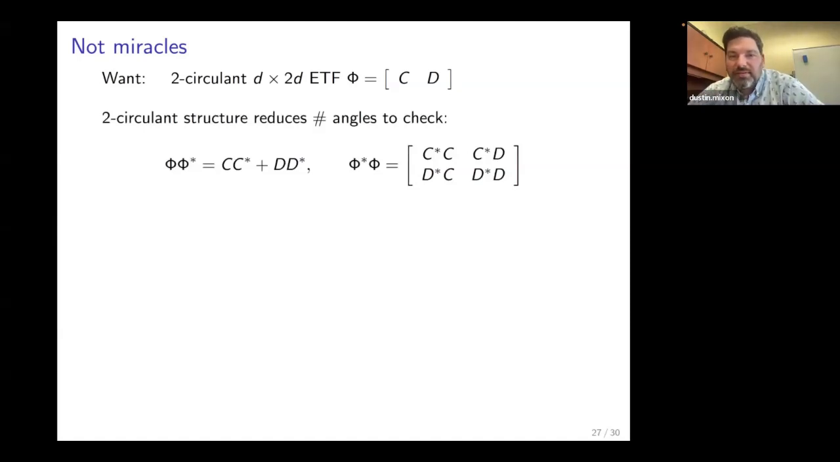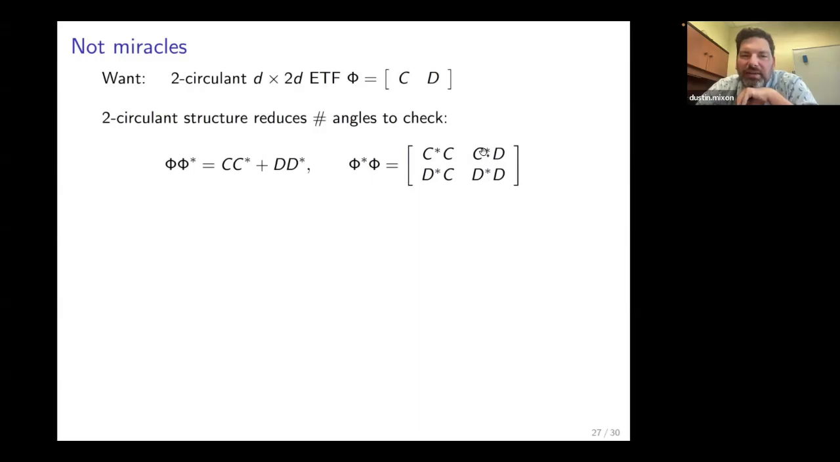So if it's two circulant, and I want to check the angles, I want it to be equiangular, there's actually a lot fewer things to look for. So C star C is also going to be circulant, as is C star D. Like all of these blocks are going to be circulant matrices. And so the first row of this circulant matrix is going to determine the rest of this circulant matrix. Similarly, the first row of that guy and the first row of that guy. The first row of D star C is determined by the first row of C star D because these are self-adjoint.